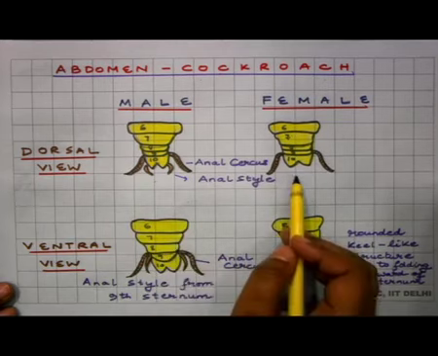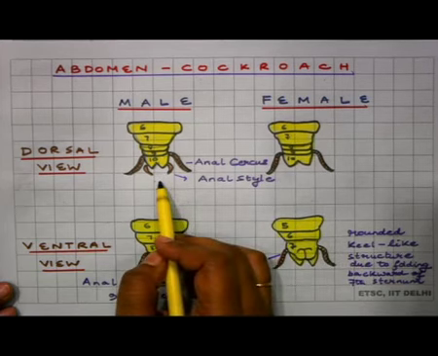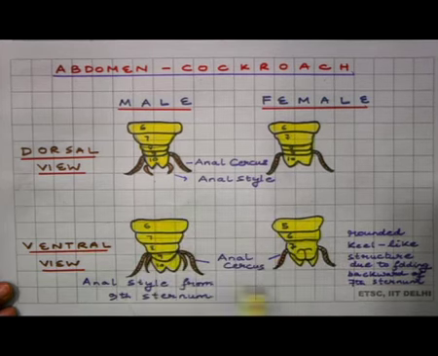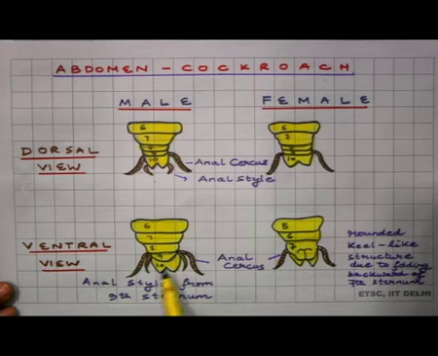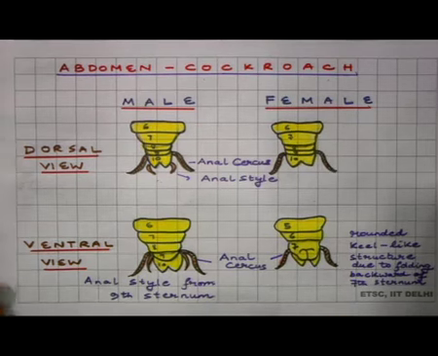And this is the dorsal view. When we see the dorsal view, we can see that anal styles are present in males, but not in females. And when we see ventrally, we will see that the anal style is arising from the 9th sternum in the males, and in the females we see a rounded keel like structure which is formed due to the folding backward of this 7th sternum. So, by looking at this, we can make out that this is a female cockroach.